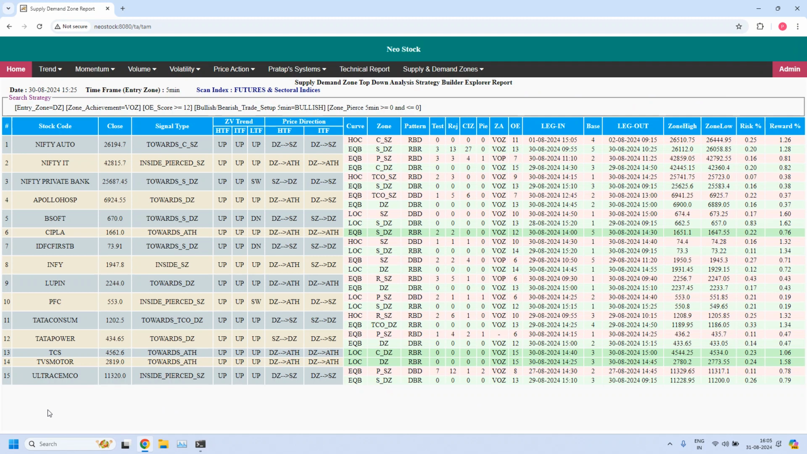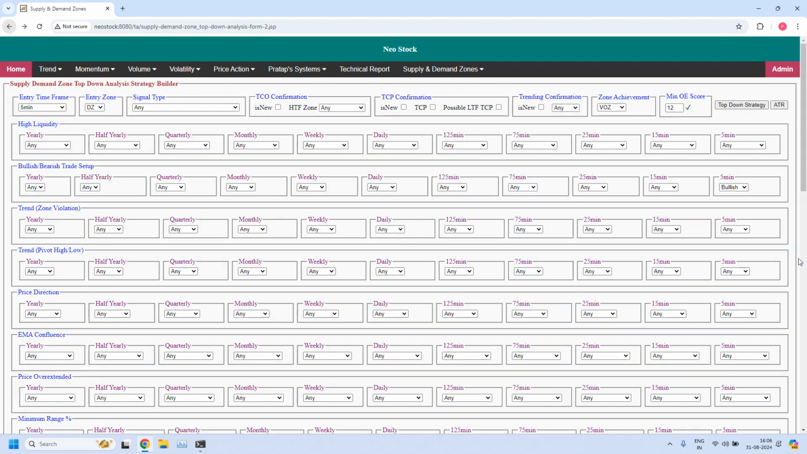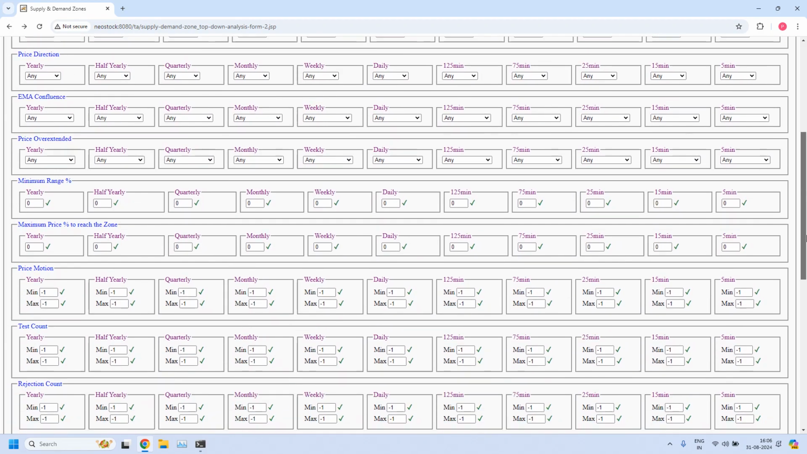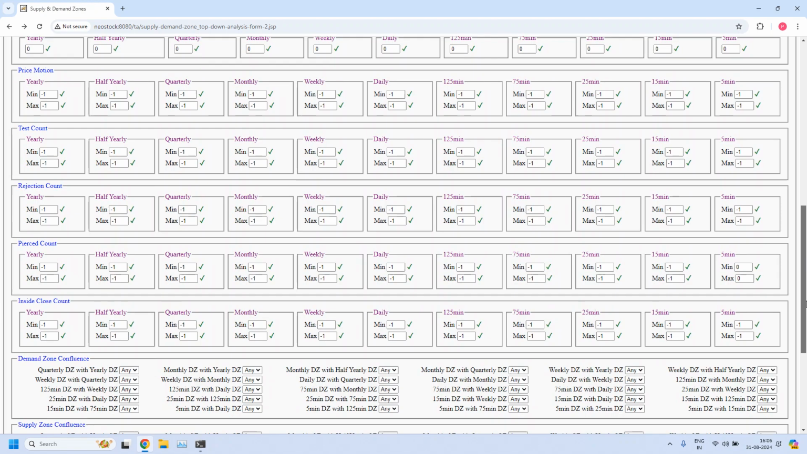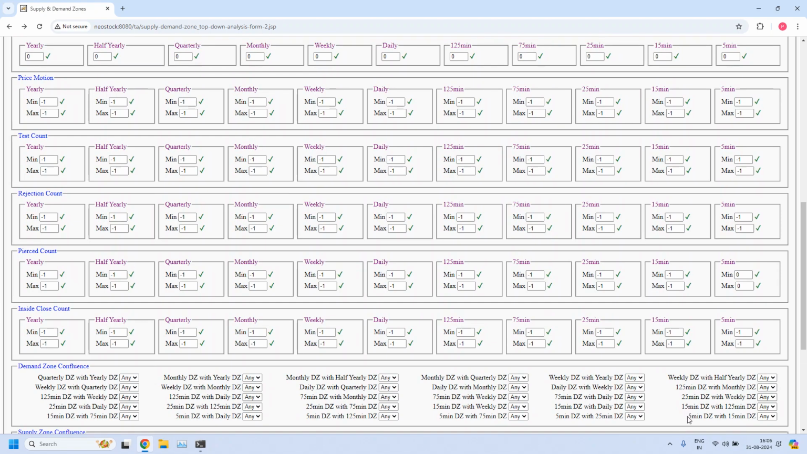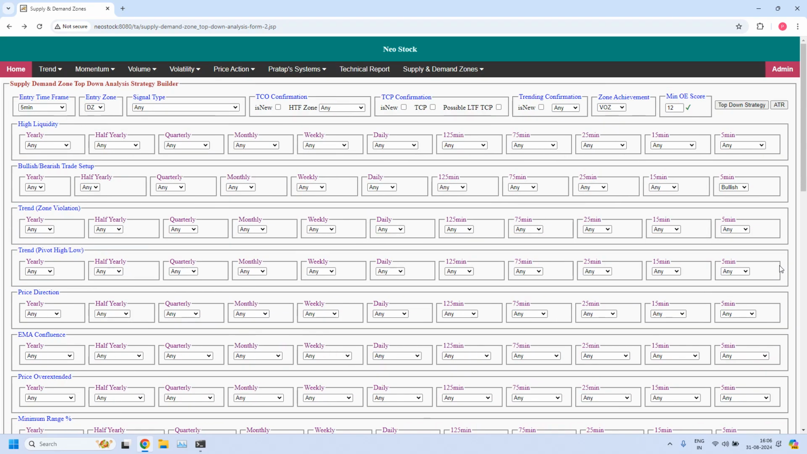And to increase the probability of getting success, let's add zone confluence, ITF and LTF zone confluence. So how many of the 5 minute and 15 minute zones are having confluence out of these 15? In the demand zone confluence, the 5 minute demand zone and the 15 minute demand zone are having confluence. That option I enabled. Let's filter.